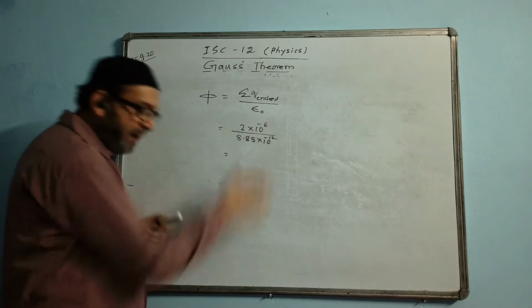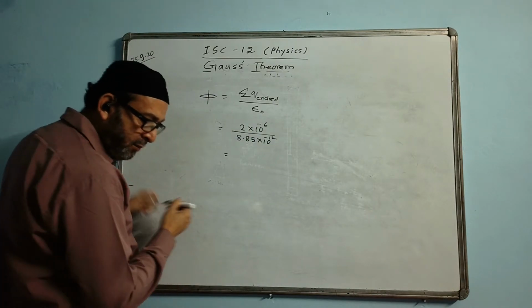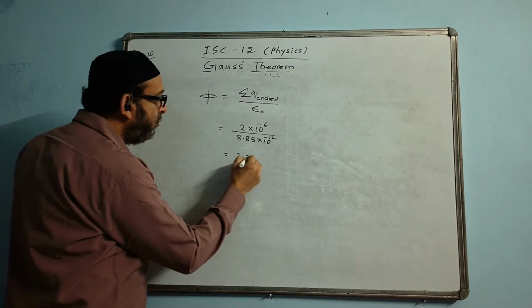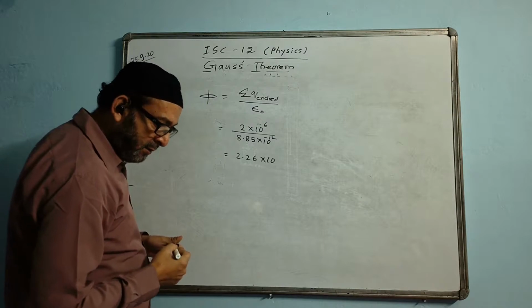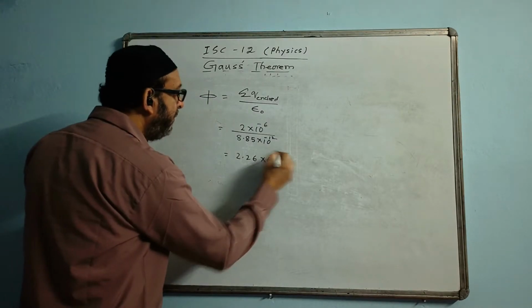So now we will do the calculation. The answer will come 2.26 into 10 to the power of 5.